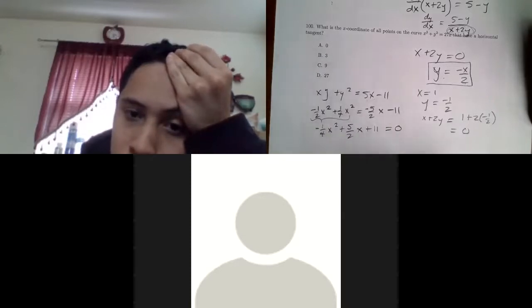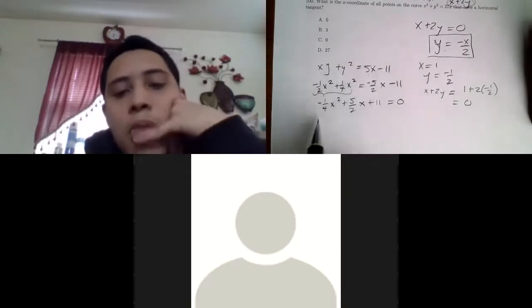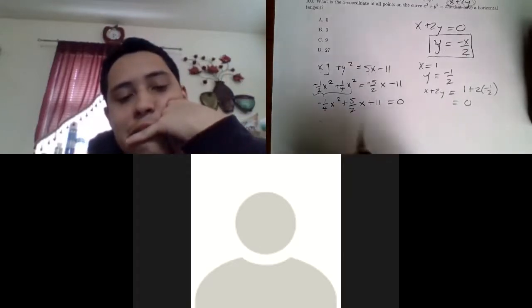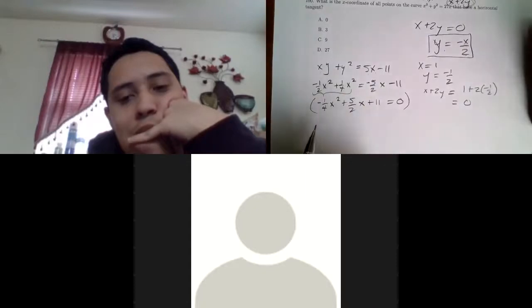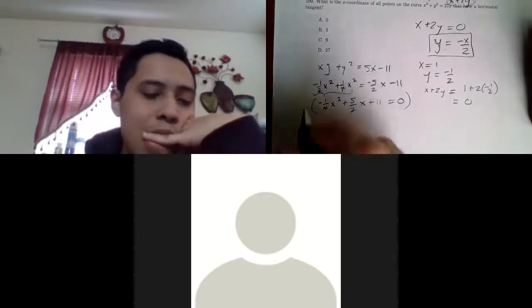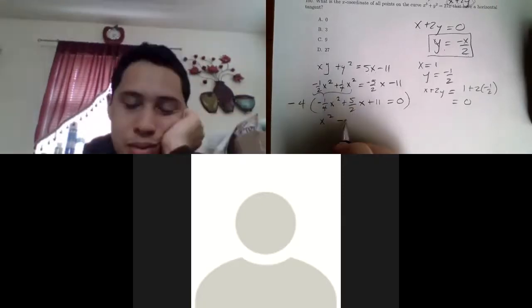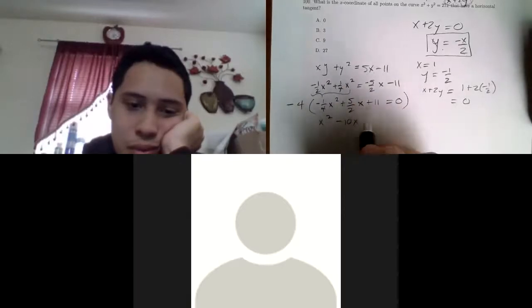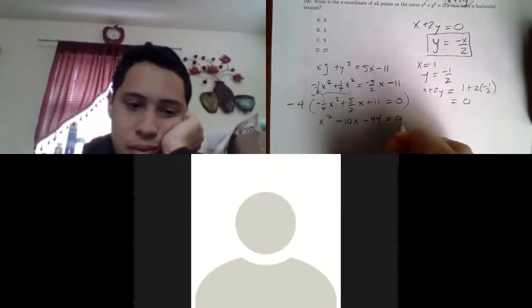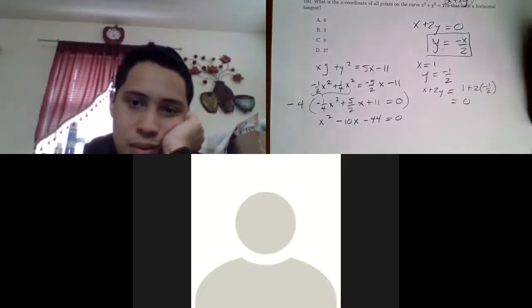This is nasty, and I don't want to try to factor this or use the quadratic formula with fractions. So what I'm going to do is multiply through by the least common denominator. So of 4 and 2, which is 4. So I'm going to multiply through by 4. Actually, I'm going to multiply through by negative 4 because that's going to kill that negative leading coefficient. So we get x squared minus, let's see, well, 4 times 5 would be 20 divided by 2 is 10. And then negative 4 times 11, negative 44.